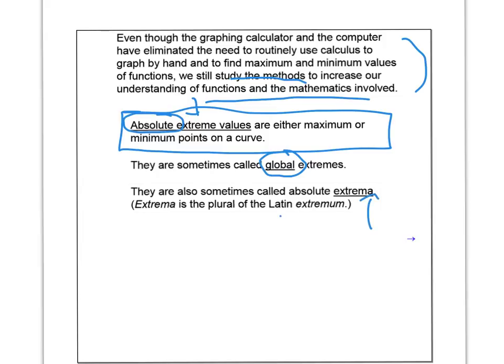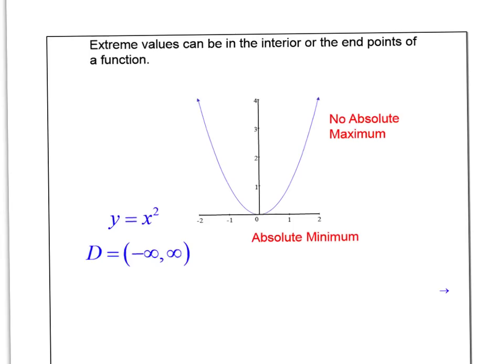Extrema is a Latin word which is plural, which means there might be more than one, in case they ever use that. Extremum is singular, one. Now, extreme values can also be found on the interior or endpoints. These endpoints are where it gets tricky, particularly in the story problems.